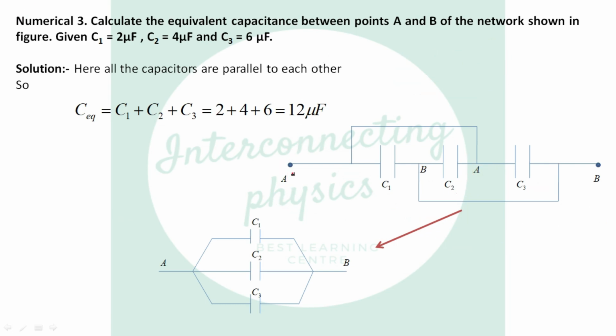Let this A be at positive potential and let this B be at negative potential. And these 2 points are connected to some false pattern. Okay.